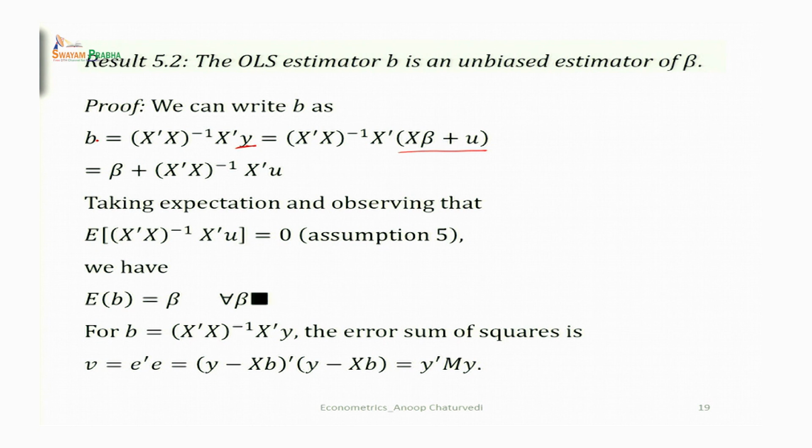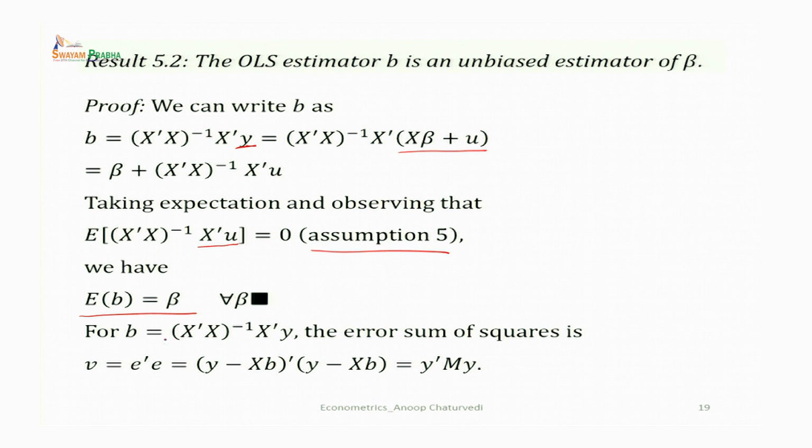Then we take expectation of b. We also observe that expectation of (X'X)^{-1}X'U is equal to 0, because in assumption 5 we have assumed that X is either non-stochastic, or even if it is stochastic, X is uncorrelated with U. So, expectation of X'U is 0. So, expectation of this term becomes 0. So, expectation of b is equal to beta for all beta. So, this gives the result that b is an unbiased estimator of beta.